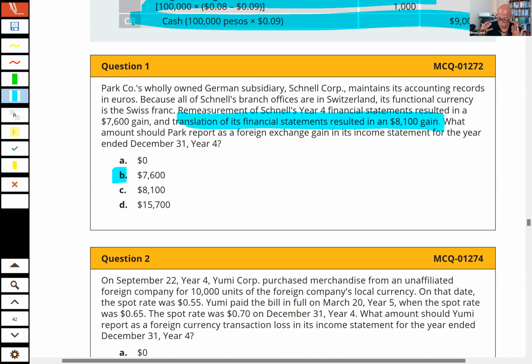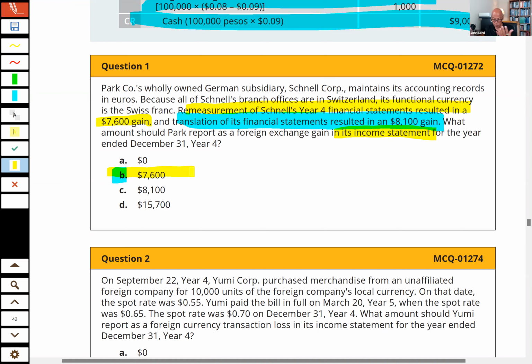Okay. And so that remeasurement gain, they just tell us that the remeasurement gain is this 7,600, and that remeasurement gain is reported where? On the income statement, isn't it? It's part of continuing operations. So you look at that question and it sounds like this complex, Holy Toledo thing. And all you would have to remember is the remeasurement gain is what? Income statement. The translation gain or loss is part of what? Other comprehensive income. And they would be reported in two different places.